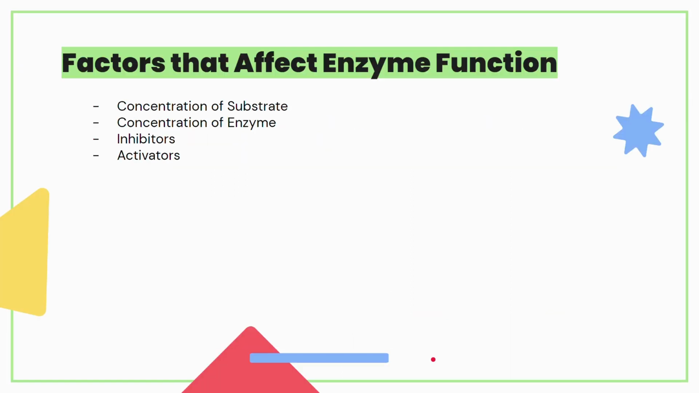Some other factors that can affect enzyme function are concentrations of the substrate or the concentration of the enzyme. As we've mentioned, enzymes work well when there are a few select amounts of enzymes in a large amount of substrate. Another two things that can alter enzymes' functionality are inhibitors and activators, and they affect how well the enzymes work when these things are introduced.